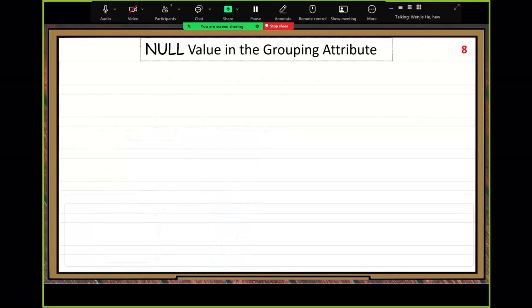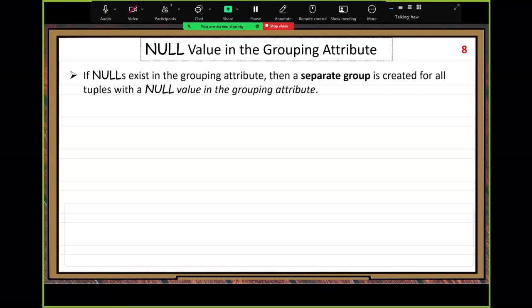Let's look at null value in the grouping attribute. The null value is very special. When you apply aggregate functions and when you define groups, that null value is treated in a special way. So here there is a rule related to null. If nulls exist in the grouping attribute, then a separate group is created for all tuples with a null value in the grouping attribute.